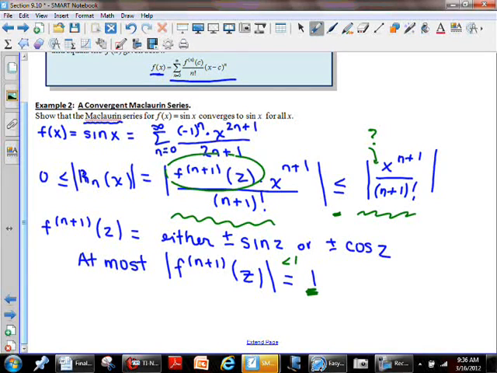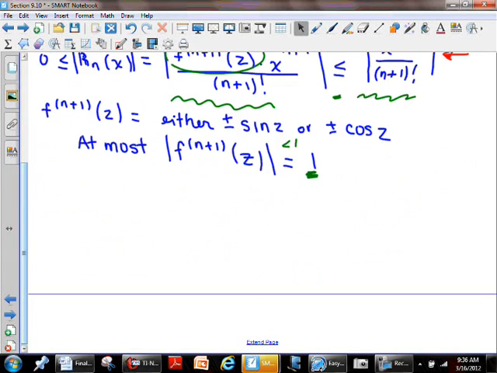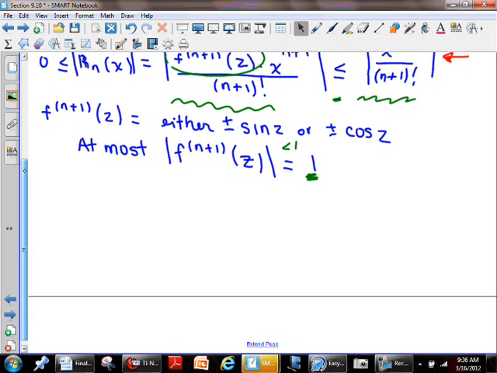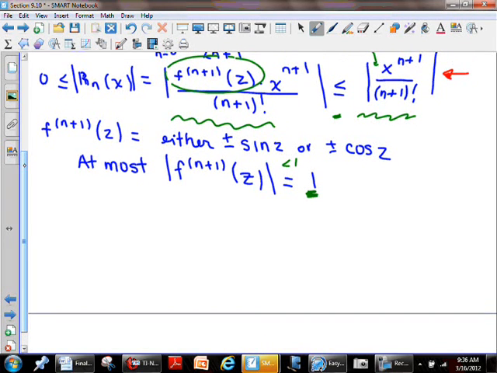Okay? So what really becomes our goal now is to focus on this absolute value expression and figure out what its limit is going to be. Okay, and fortunately that's going to be very easy. Let's extend the page here a little bit and focus on the limit as n approaches infinity of the absolute value of x to the n plus 1 over n plus 1 factorial.